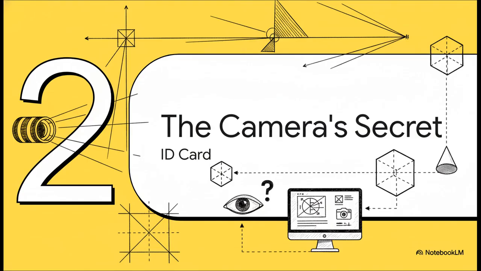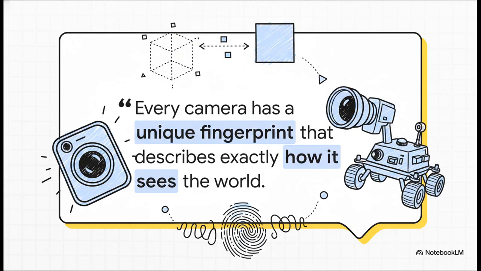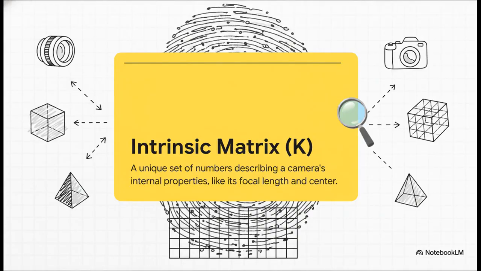Well, the secret isn't just in the picture itself, it's in understanding the device that took it. Think of it this way. Every single camera, whether it's the one in your phone or one on the Mars rover, has a unique fingerprint. It's a set of characteristics that describes precisely how it turns the 3D world into a 2D image. If a computer can read this fingerprint, it can start to work backwards and figure things out. In the world of computer vision, this fingerprint is called the intrinsic matrix, or just the K-matrix for short. You can really just think of it as the camera's ID card. It holds all the critical inside info a computer needs to understand the geometry of any photo it takes.